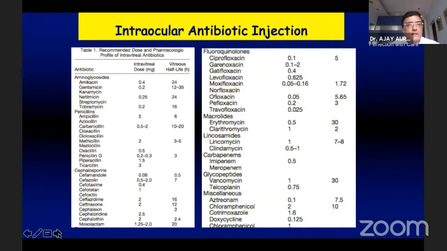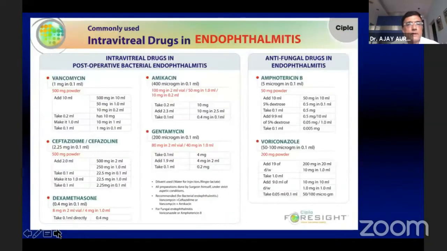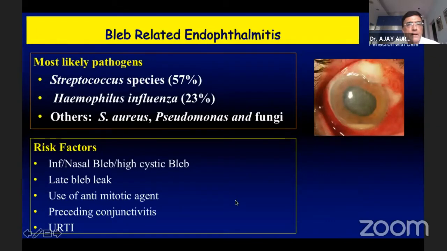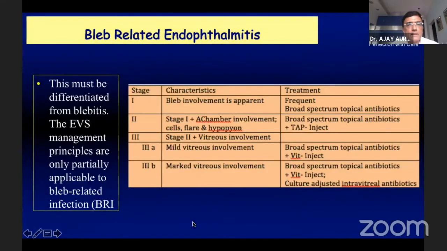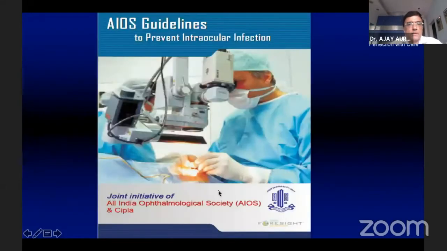These are the various drugs that are available, and you must have a chart available. This is a chart by CIPLA, which we normally keep in the operation theater. And I think it has all been discussed as to what the organisms are. I thought I'll just mention the blood-related endophthalmitis. These are the organisms and the risk factors. And these are the stages in a blood-related endophthalmitis, where again injections and subsequently vitrectomy is required.